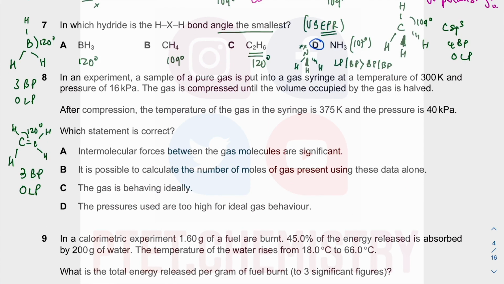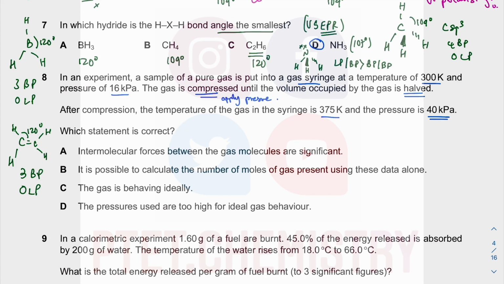Okay, in the next bit, you have a sample of pure gas, you put it into a gas syringe, you have this temperature, you have this pressure. You compress the gas, so you apply pressure, and then the volume becomes half as usual. As you expect, when you apply pressure, the gaseous molecules get closer together and they occupy lesser volume. After compression, the temperature of the gas in the syringe increases. After you compress it, the temperature increases and the pressure also increases because you're under higher pressure. That's why your volume is half, alright?